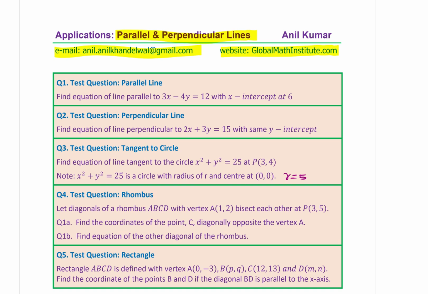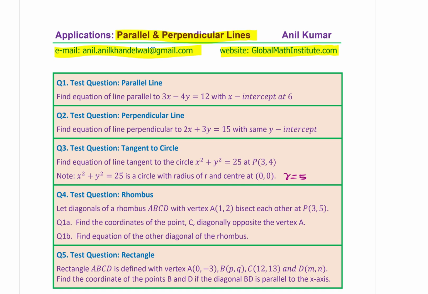Question number 4 is related to rhombus, and that is where we have some tricky questions based on parallel and perpendicular lines. Let diagonal of rhombus ABCD with vertex A, which is at 1, 2, bisect each other at P, 3, 5. Based on this, we have two questions. A, find the coordinates of the point C diagonally opposite to the vertex A. And part B is find equation of the other diagonal of the rhombus.